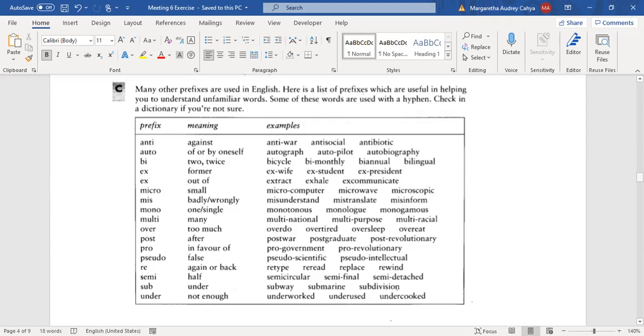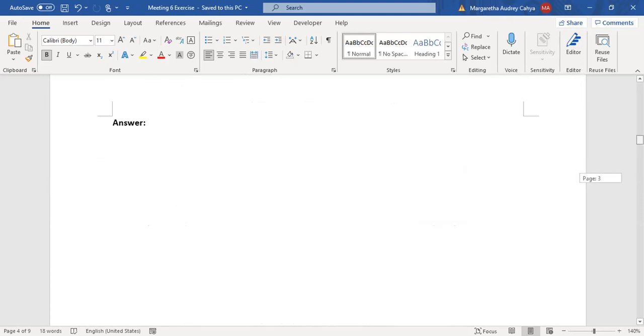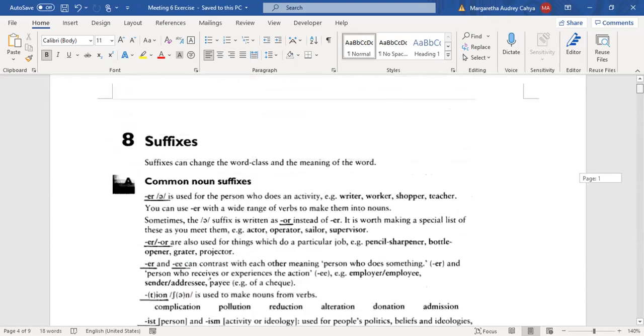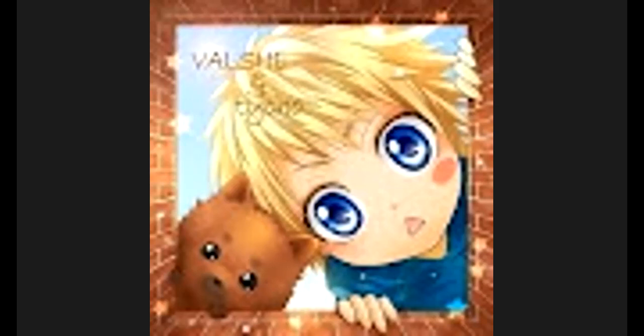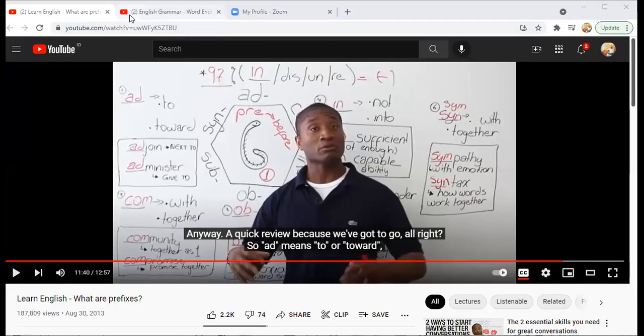And then our last one is suffix, kata yang ada di belakang. Okay, let's see here. See this one.